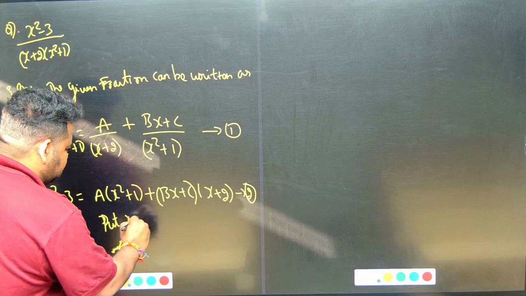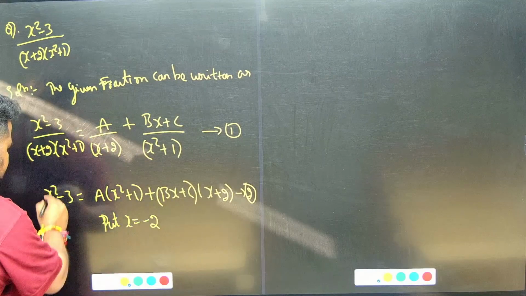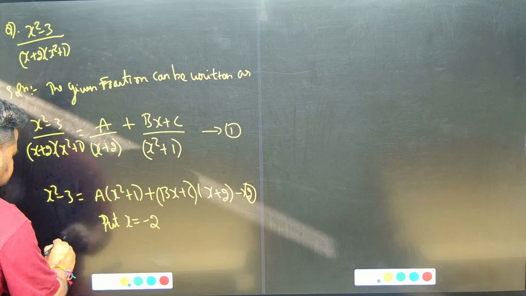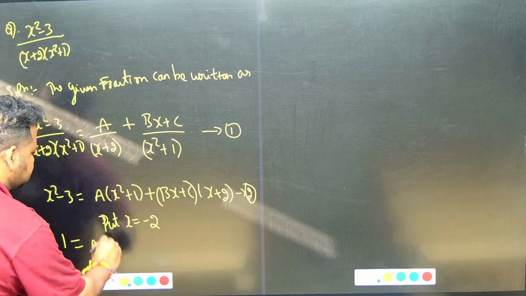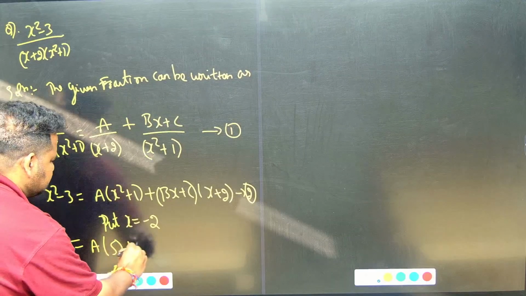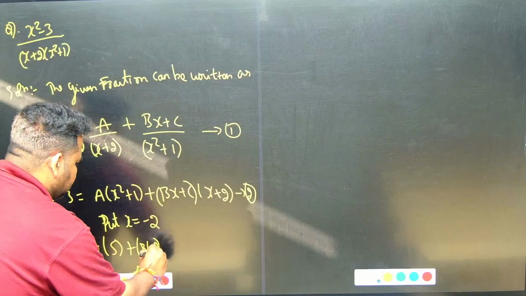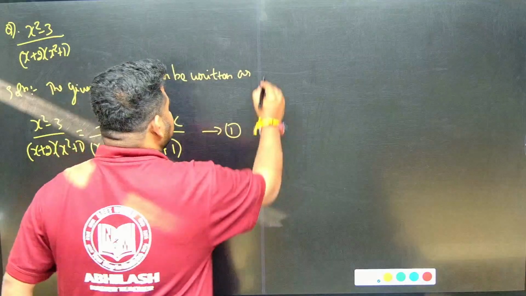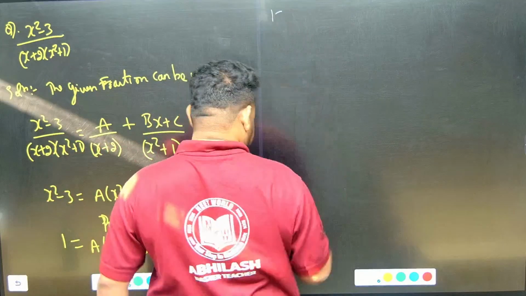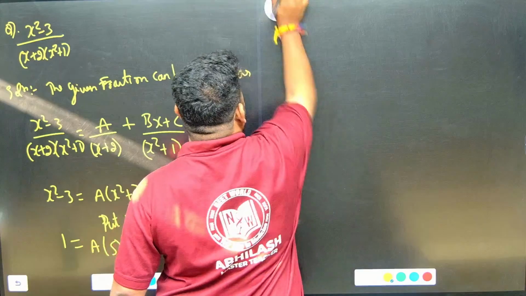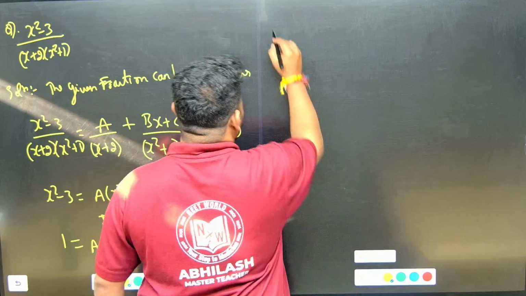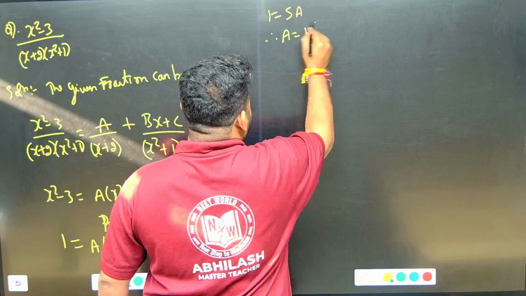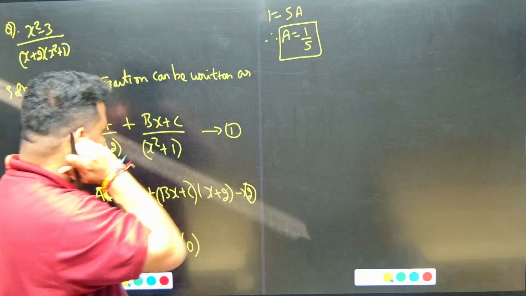If I put x equals −2, then (−2)² is 4, so 4 − 3 becomes 1. A into (−2)² + 1, which is 5, plus (Bx + C) into (x + 2), where −2 + 2 is 0. So I will be left with 1 equals 5A. Therefore, A is equal to 1 by 5.